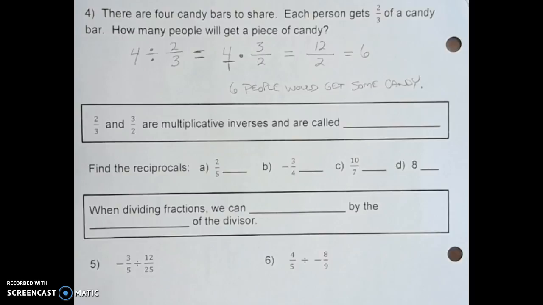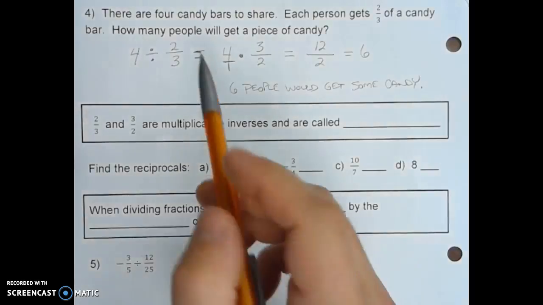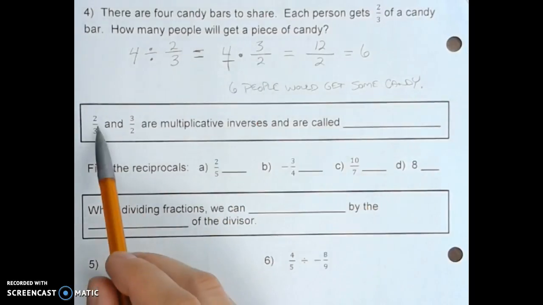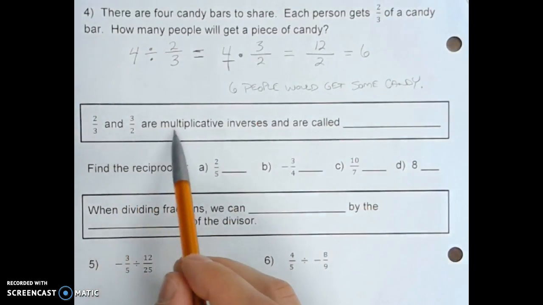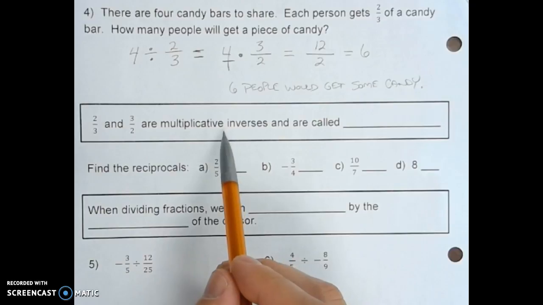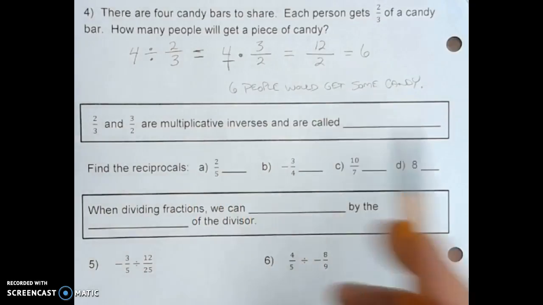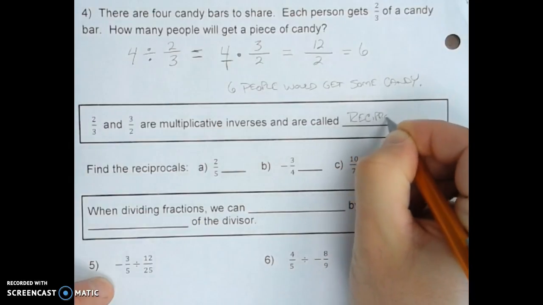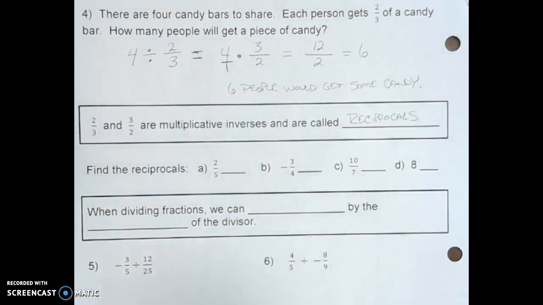And so what I want to realize here is that there's a relationship between this number 2/3 and this number 3/2. 2/3 and 3/2 are called multiplicative inverses, okay? And another word for multiplicative inverses is reciprocals. 2/3 and 3/2 are called reciprocals. In order to find the reciprocal of a fraction, you just switch where the numerator and the denominator are located.